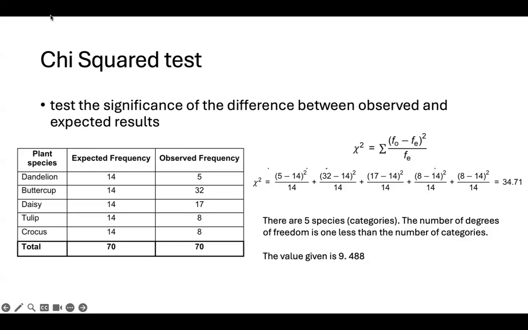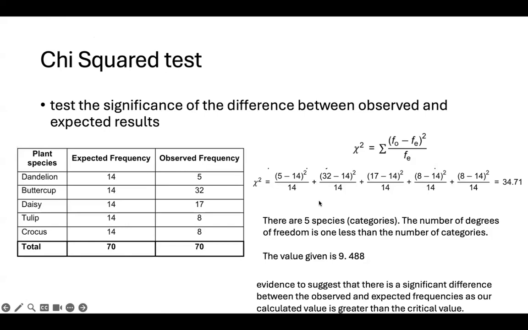Yes, it's significant because why? Yeah, our value is greater than the critical value. Perfect. Does that make sense to everyone? Okay, fab. This is your kind of conclusion sentence at the end.